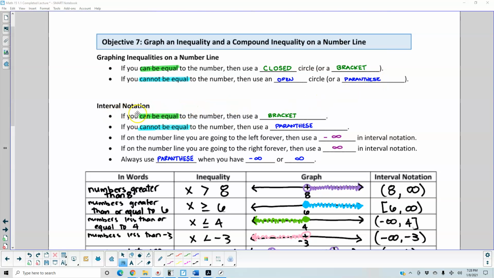For interval notation, if you can be equal to the number, then use a bracket. If you cannot be equal to the number, then use a parenthesis. If on the number line you are going to the left forever, then use a negative infinity in interval notation. If you are going to the right forever, then you're going to use a positive infinity in interval notation. You always use parentheses when you have negative infinity or positive infinity.